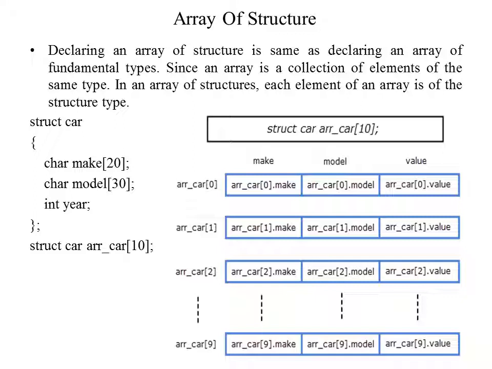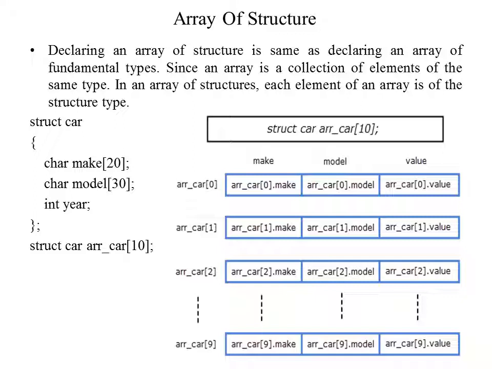Just try to recall array of float, array of int. What is array of int? Array of int means we are creating one array in which each and every element is of int data type. What do you mean by array of float? It means we are creating one array where each and every element is of float data type. Now array of structure means we are creating an array where each and every element of the array is of structure data type.